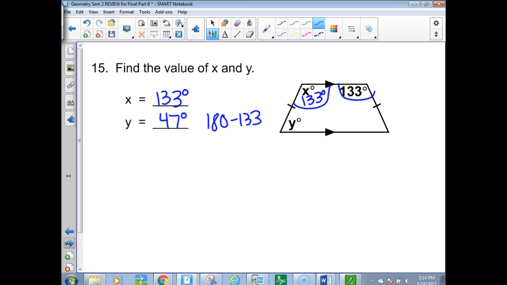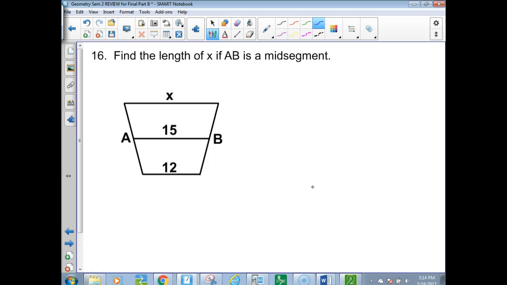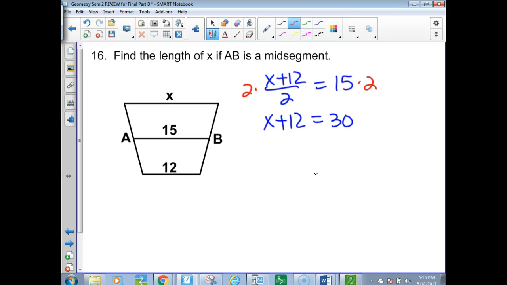Or angle y. Find the length of x if AB is a midsegment. The midsegment theorem tells me that if you add the bases and divide by 2, you will get the midsegment of 15. But we need to find one of the bases. So we're going to need to multiply by 2 now on both sides to eliminate that division of 2. And then we'll subtract 12 and get 18.